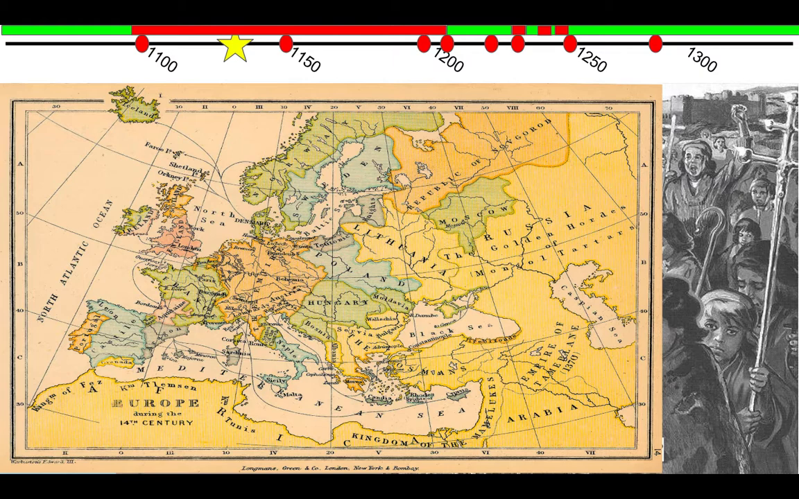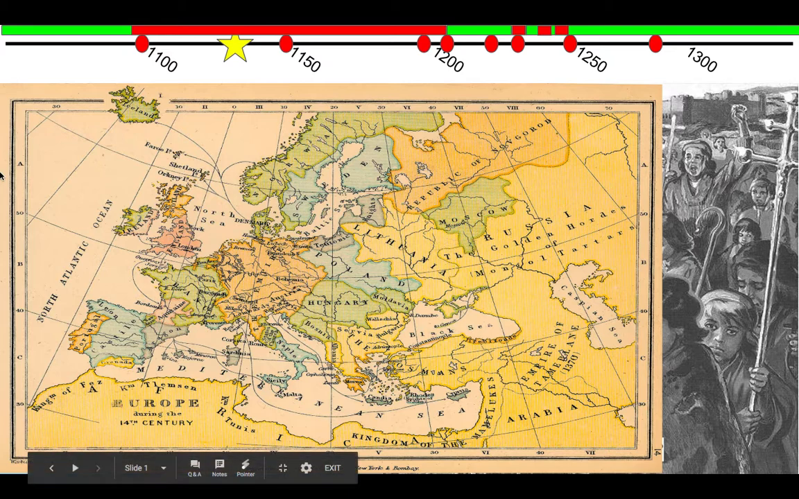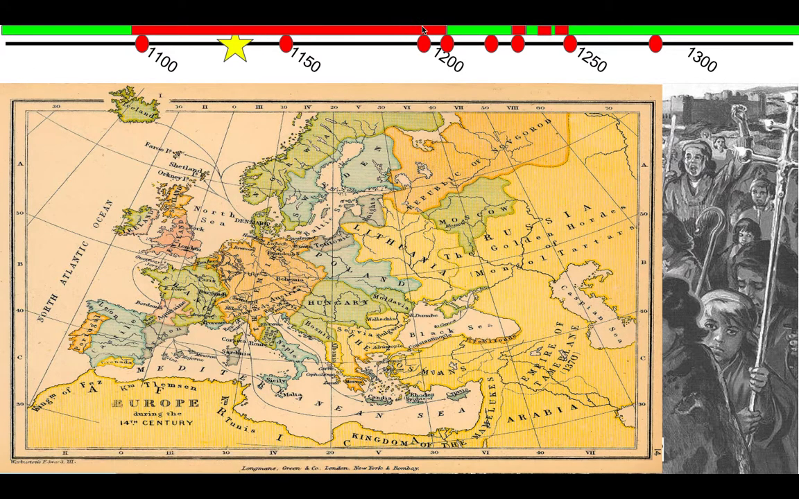So that was successful to some degree, but all in all, it's really, really confusing watching Jerusalem go back and forth between these two different parties, the Christians and the Muslims. So green is Muslim control, red is Christian control. So there you have it. The Crusades, not all that successful, but at times very successful.